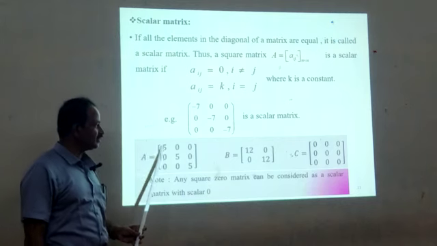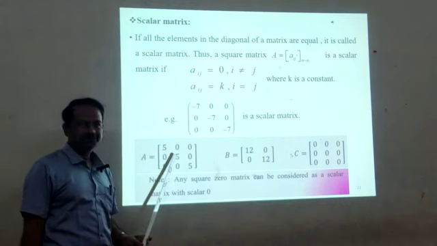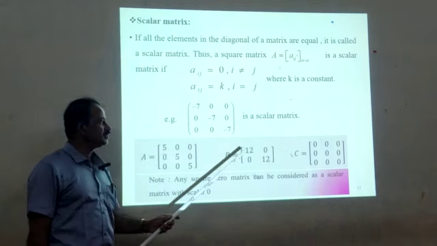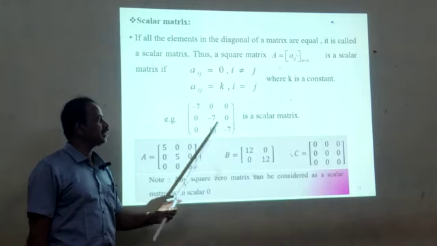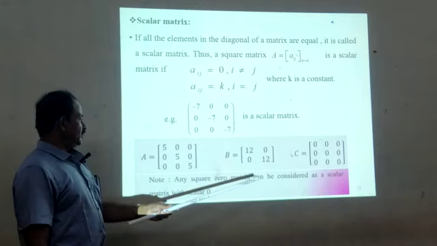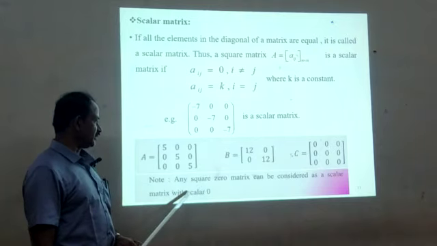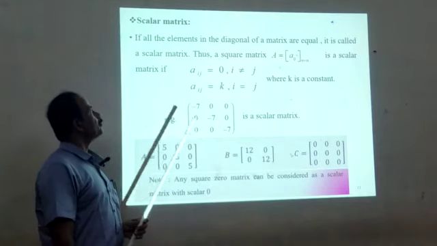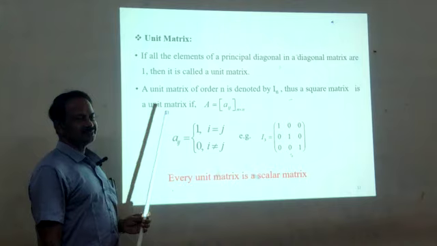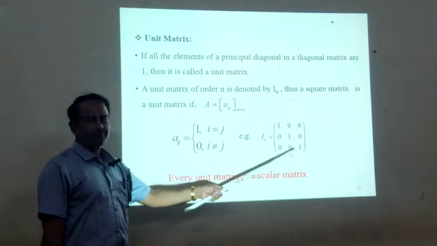For example, you just take 5, 5, 5. Here 12, 12. Here minus 7, minus 7, minus 7. And note that any square zero matrix can be considered as a scalar matrix with a scalar 0. Unit matrix. So this is 1, 1, 1.